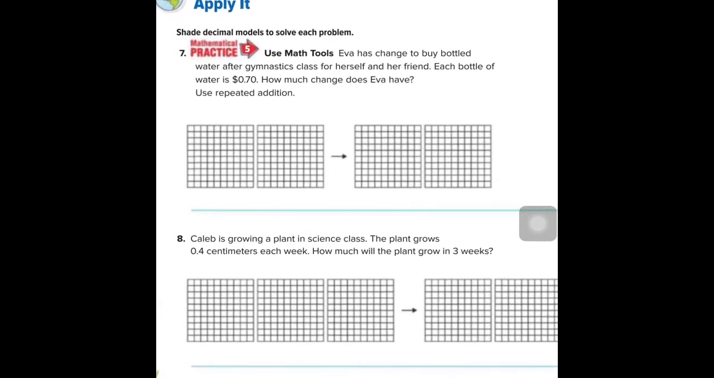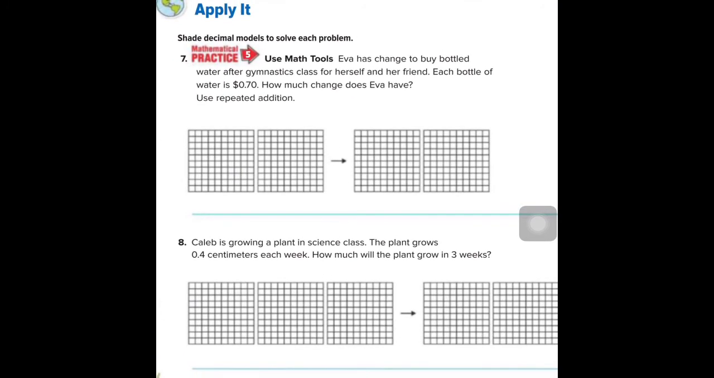Number 7. Eva has change to buy bottled water after gymnastics class for herself and a friend. Each bottle is 70 cents. How much change does Eva have? Use repeated addition. Okay, so her bottled water is going to cost 70 cents or 70 out of 100, 7 tenths, or if we had 7 dimes, 7 10 bars. That's for her, and this is for her friend.